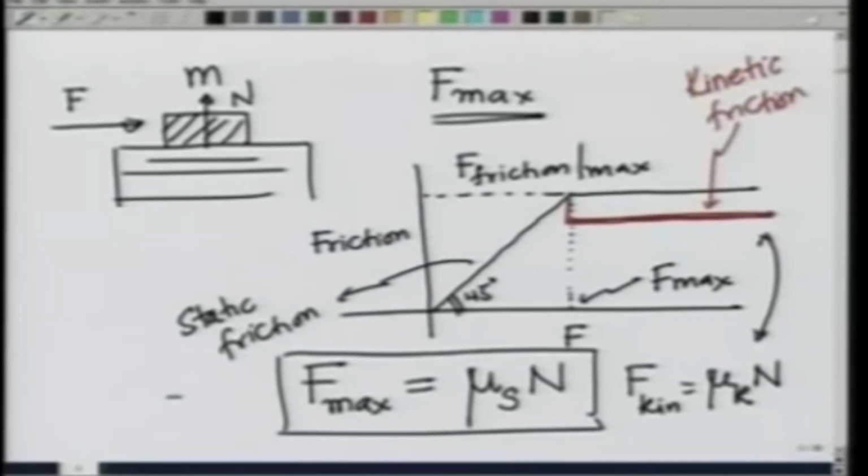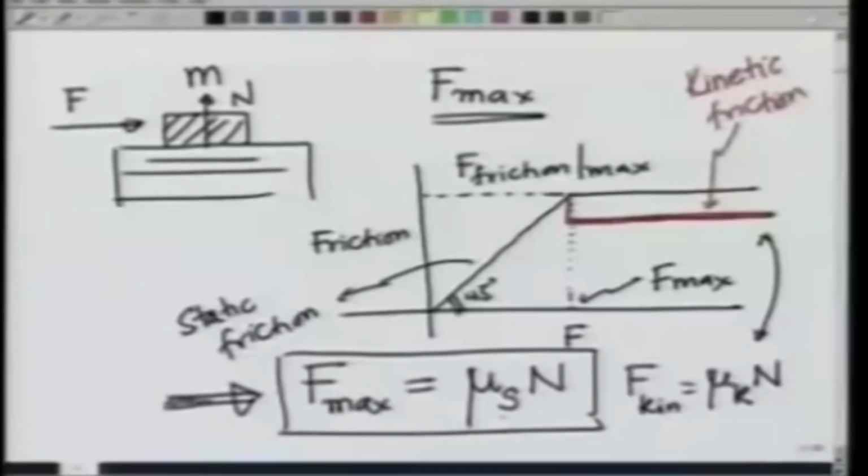Although we write this formula F max equal to mu S n, I again emphasize that this is the maximum possible value of friction. It is not that if I apply any force on a body, the friction value would be mu S n. It will be less than mu S n. As I keep increasing the force, the frictional force will also keep increasing until it reaches its maximum value, which is mu S times n.